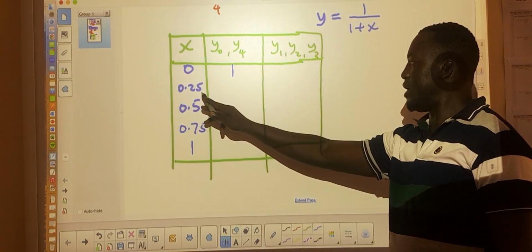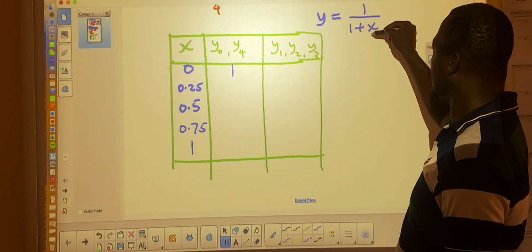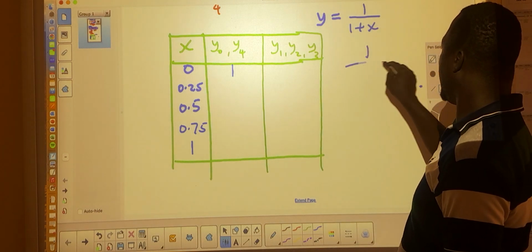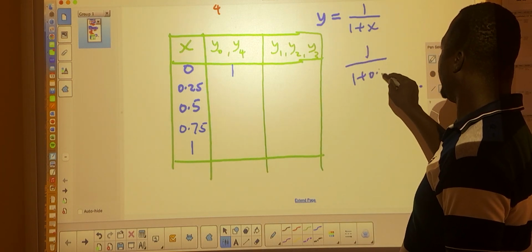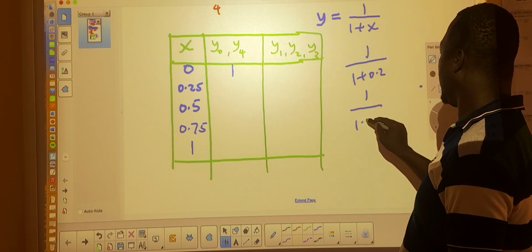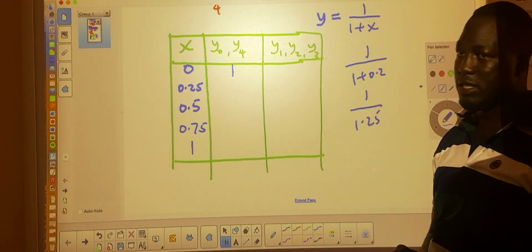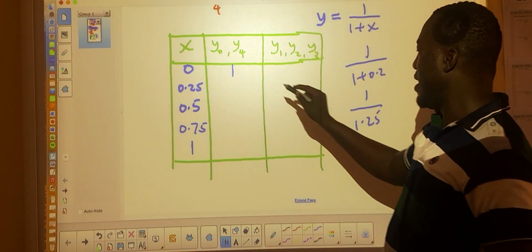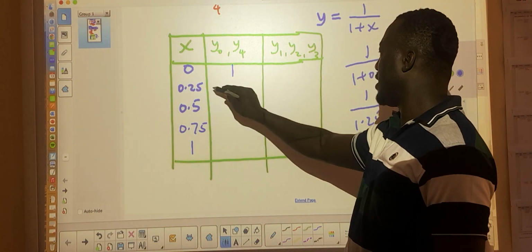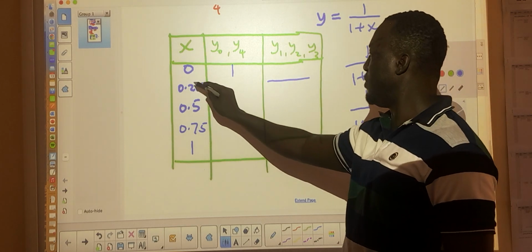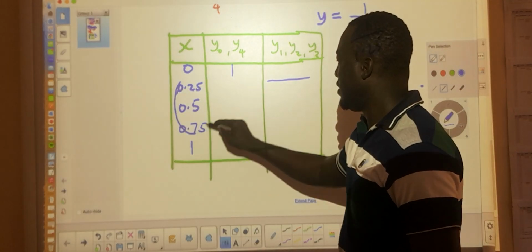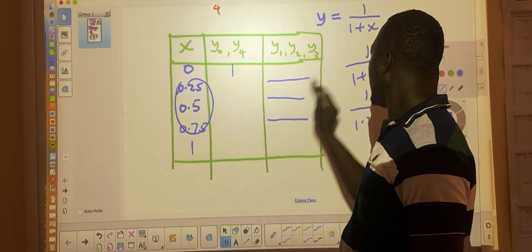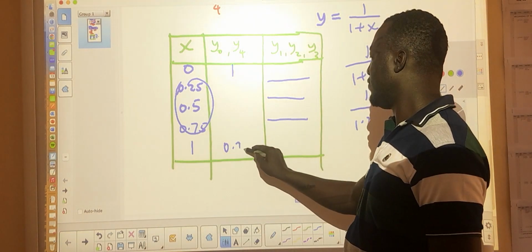Now the next value is when x is 0.25, you substitute here 1 over 1 plus 0.25. So you get 1 over 1 plus 0.25, which is 1 over 1.25. Press your calculator and give us clearly the solution. So having written that, we shall obtain that value, write it here. These are what we call the middle values. These middle values, write the values here correspondingly. And finally, the last value, 1 over 1 plus 1, you get 0.5.